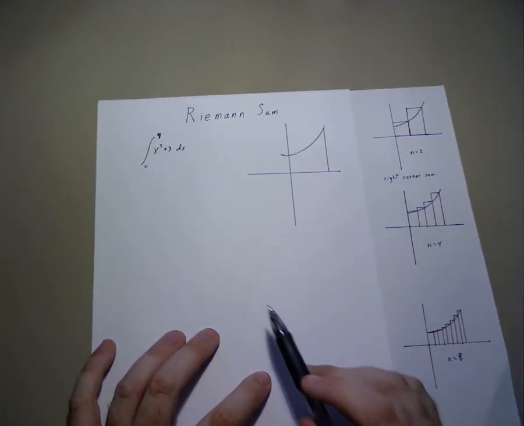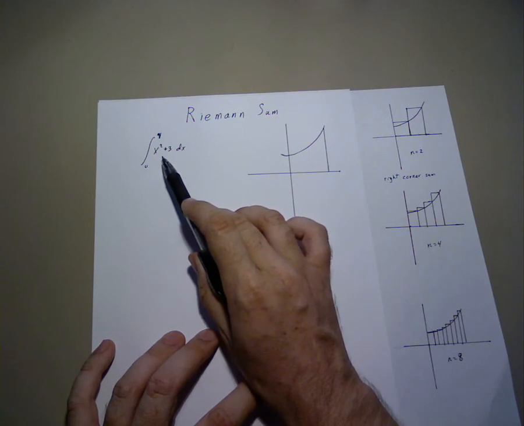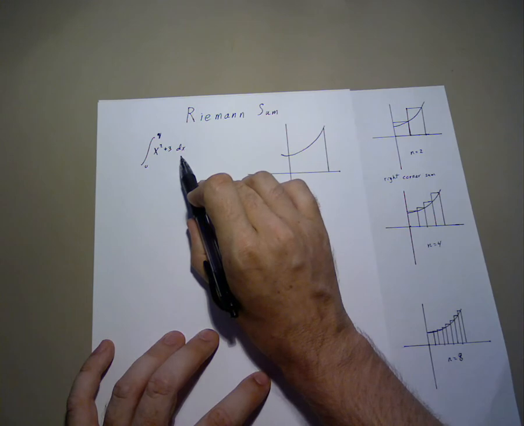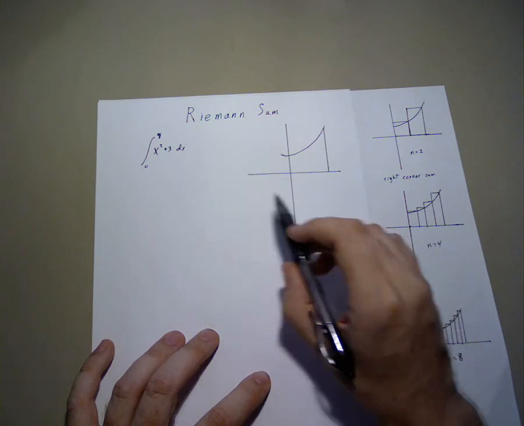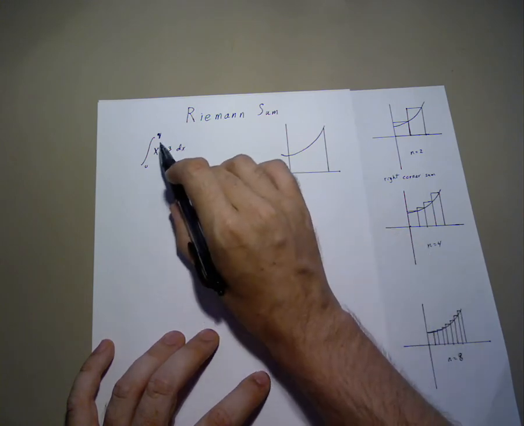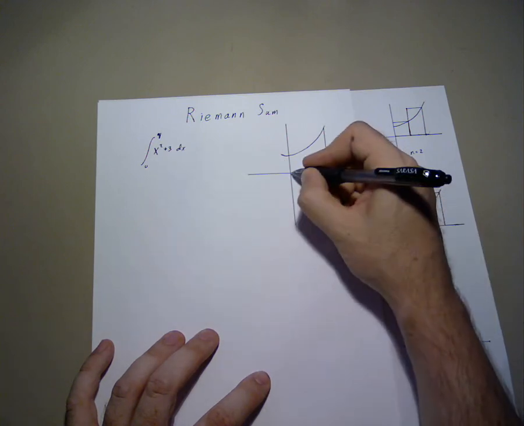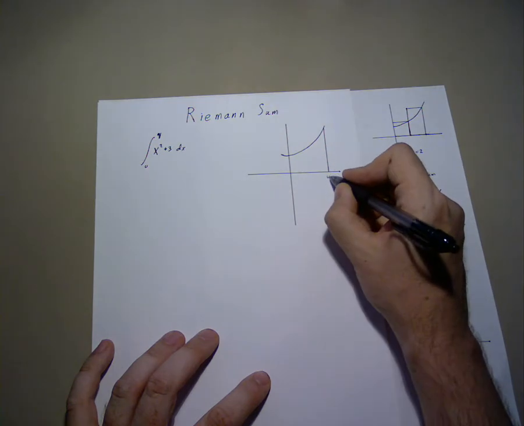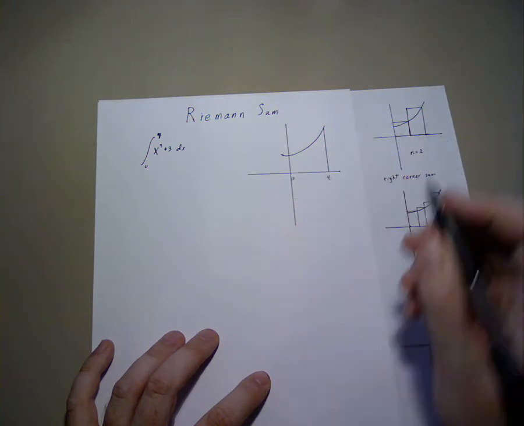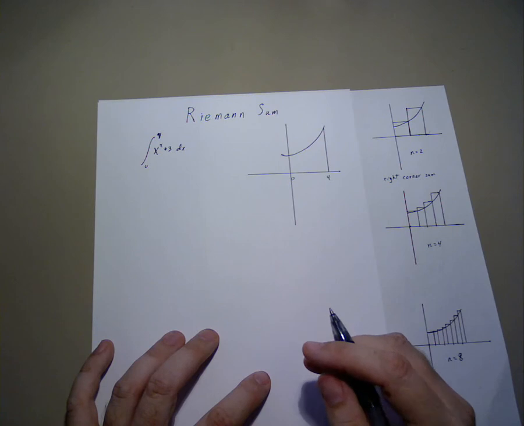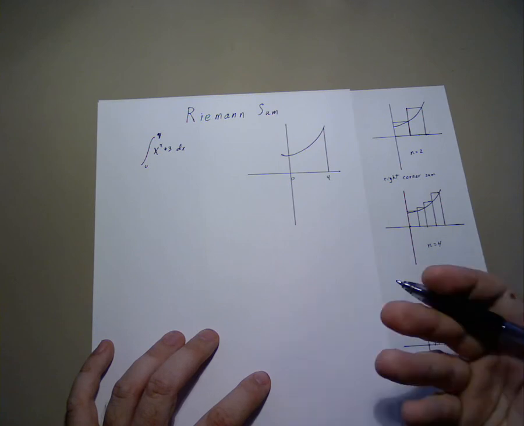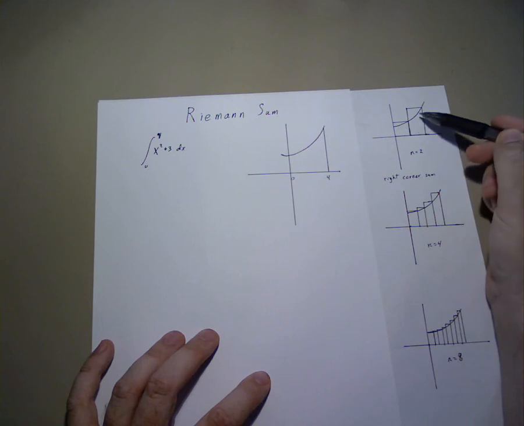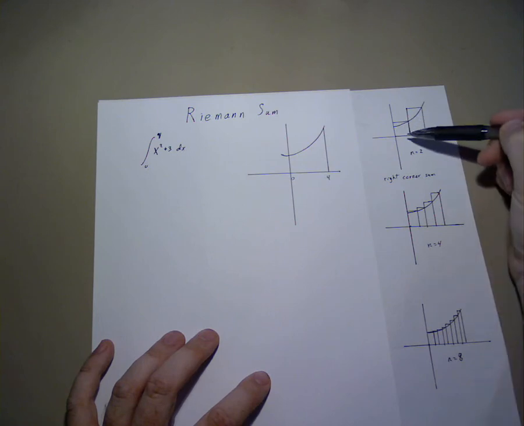In our example, we're going to use the function x squared plus 3 dx from 0 to 4. Our limits thus are from 0 to 4. In order to get a feel for what we're doing here, I would first like to find the area of these rectangles using n equals 2.